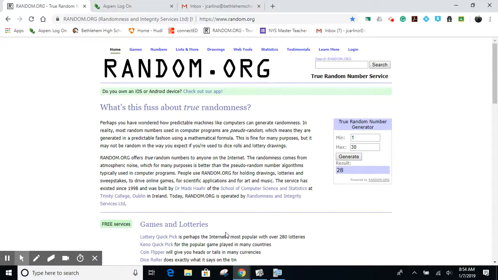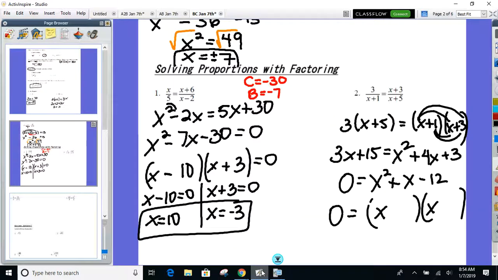And when you're ready, those numbers multiply to negative 12 and add to 1. Positive 4, negative 3. One more step, got to solve for x on each. So x, one answer, x equals negative 4, and x equals 3.